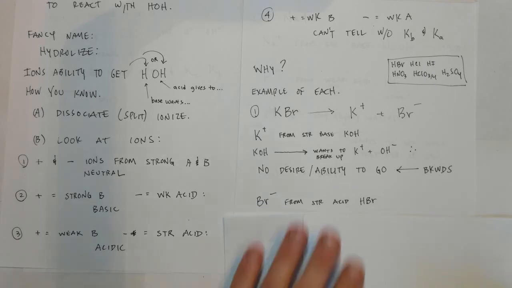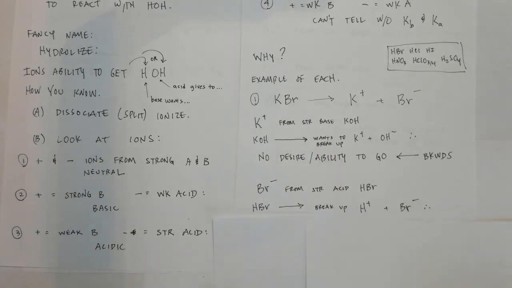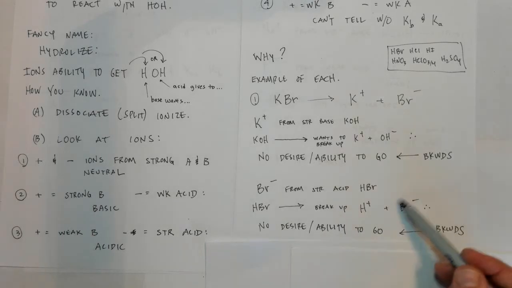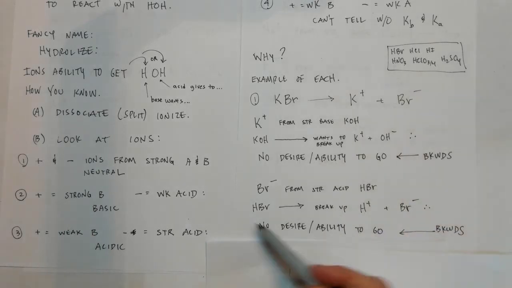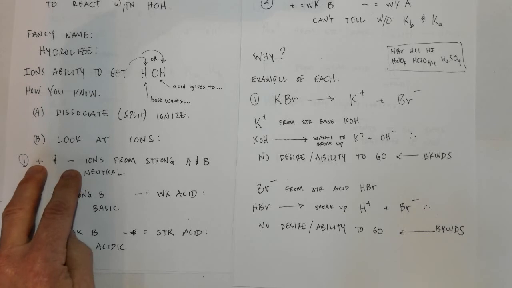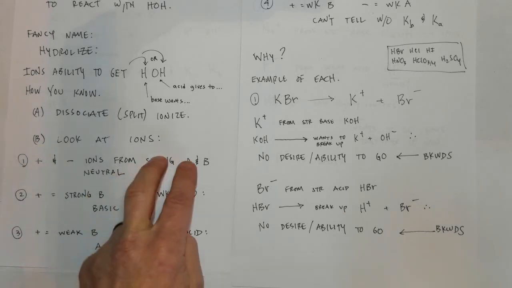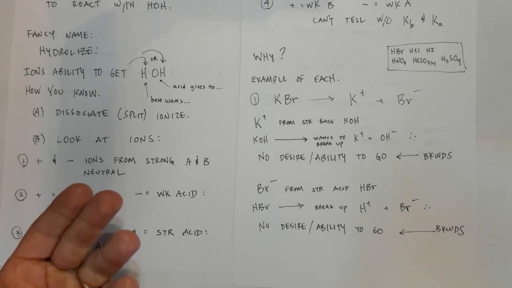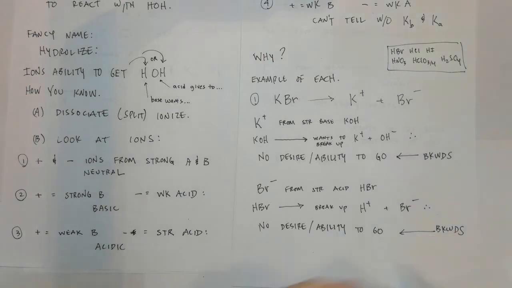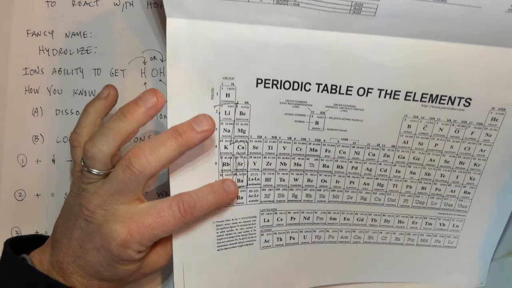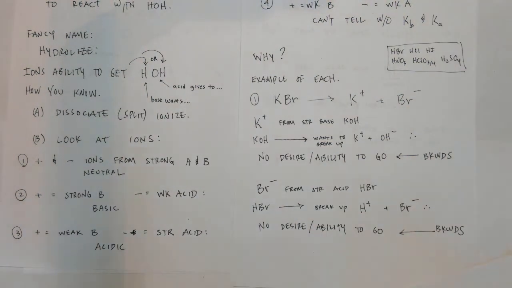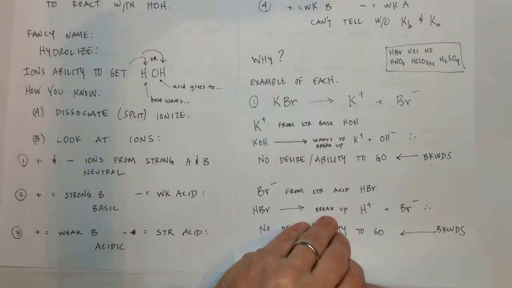Looking at Br minus, it came from HBr, and so HBr breaks up to be H plus and Br minus, and once again, it has no desirability to go backwards. Br minus can't go and get H pluses and become HBr. So this is why, if a substance has a positive and a negative ion from a strong acid and a strong base, it will be neutral in solution, because those ions, the ions from the periodic table right here in a strong base, have no desire to get back together. They want to be ionized. They want to be broken up.